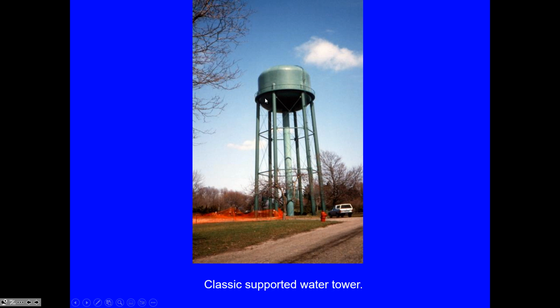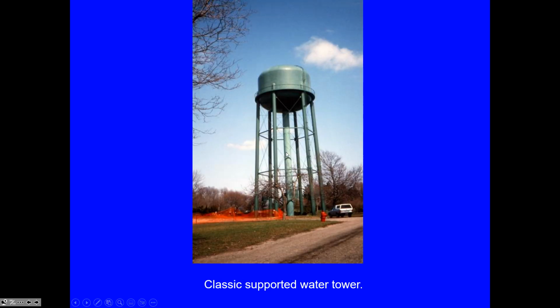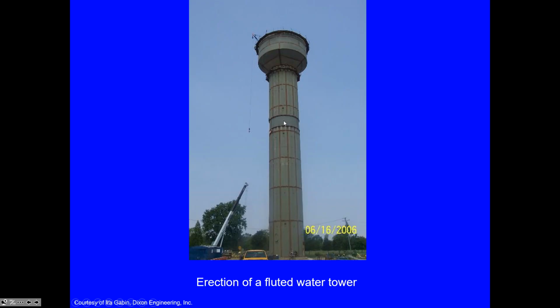So this, you can see, has a series of different structural supports. A fluted water tower is similar to a corrugated metal sheet that's been joined together to form a column. So rather than multiple structural elements, there's a single sheet of steel around the outside that provides the structural support for the tank at the top. And then the inside part is hollow for pipes to go through as needed.